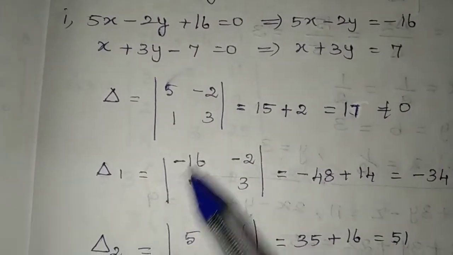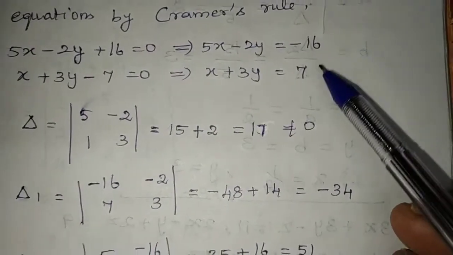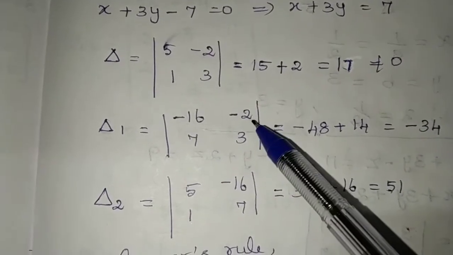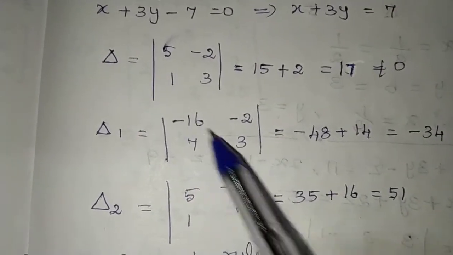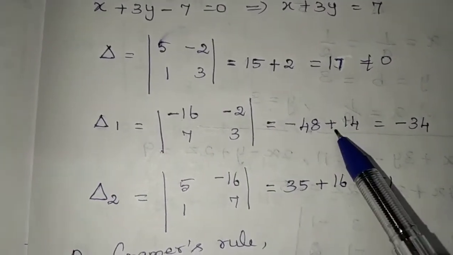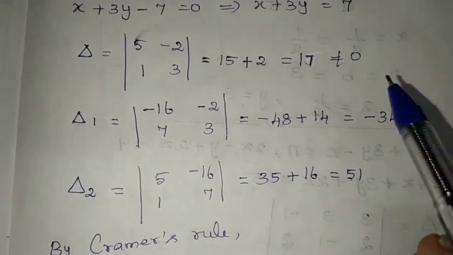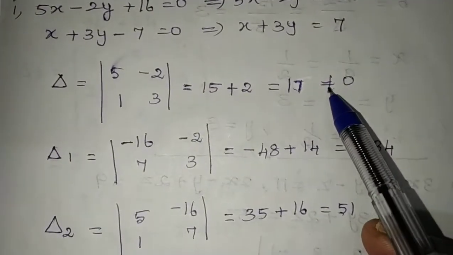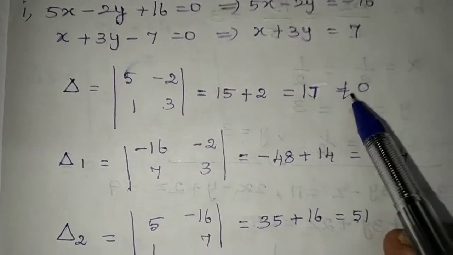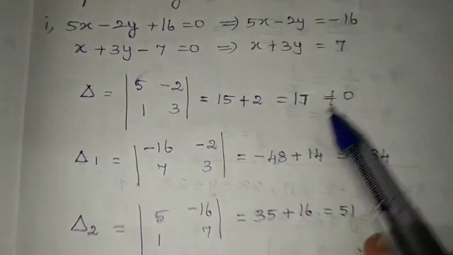Delta 1 means leave this x column. Write the constants minus 16, 7, and write the second column and simplify. Minus 48 plus 14, equal to minus 34. It's a very important condition, delta not equal to 0. Very important condition in Cramer's rule, delta not equal to 0. Then only Cramer's rule is applicable.